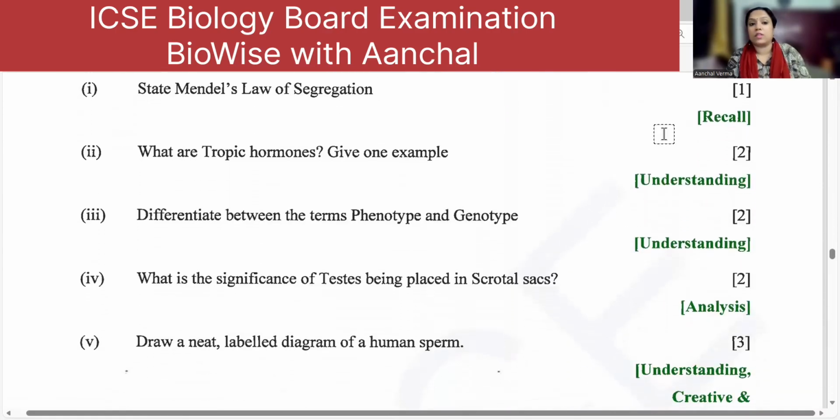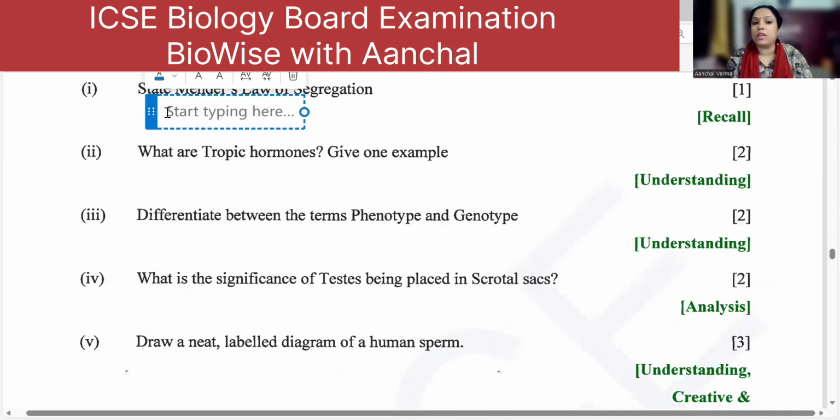Mendel's law of segregation, that is reappearance of a recessive trait in the F2 generation. So law of segregation is what? Out of the two pair of the alleles, each allele segregates itself independently into the gametes without influencing each other. Here we are talking about only one character. So write the exact definition as it is given.